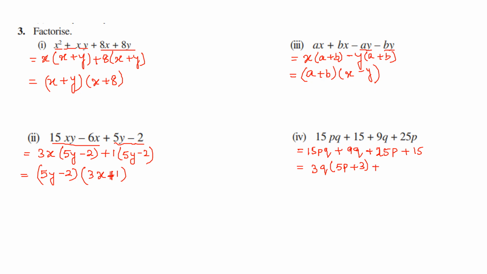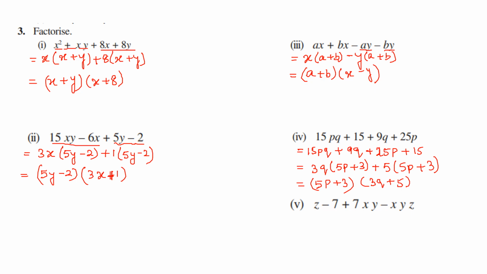Now from the last 2 terms, you can take 5 common. So it will be 5p plus 3. Now you can see 5p plus 3 is common in both. So you can write 5p plus 3, and if you take it common, you will be left with 3q plus 5.